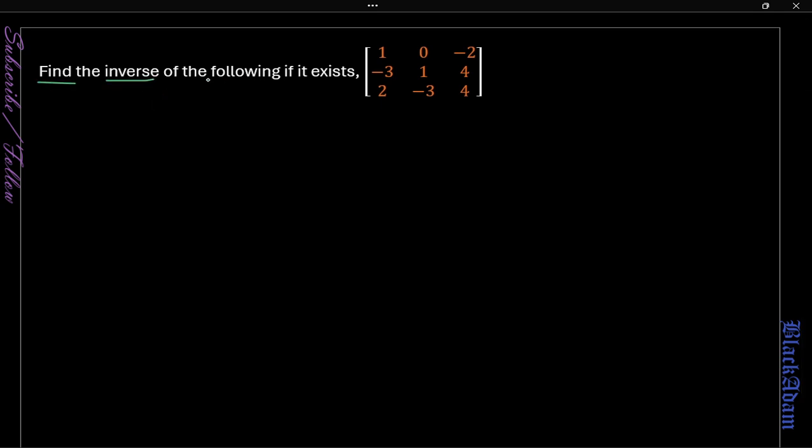We have to find the inverse of the following matrix, if it exists. So that's the matrix that we are looking at. The first column is 1, -3, and 2. The second column is 0, 1, -3. The third column is 0, 2, 4, and that's our matrix.